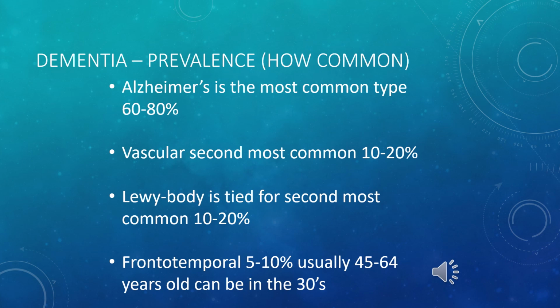Now, the least common is the frontotemporal, which affects 45 to 64 year olds. But this can affect people as young as in their 30s. And I think the reason there's a lot of confusion as far as that particular diagnosis is that it may be confused, especially in the 30s and 40s, with a mental illness diagnosis, and they don't recognize it right away for what it is, which is frontotemporal dementia.